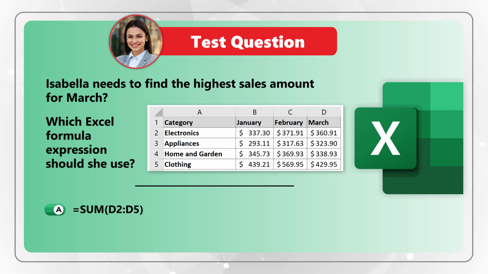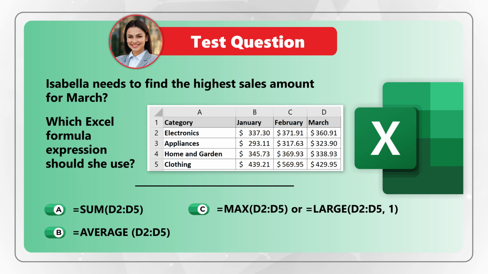Choice A. The formula would be SUM, and the data range will be D2 through D5. Choice B. The formula would be AVERAGE, and the data set will be D2 through D5. Choice C. The formula will be MAX with the data range of D2 through D5, or formula will be LARGE with the data set D2 through D5, 1. And last but not least, choice D, formula will be HIGHEST and the data set will be D2 through D5, or formula will be MAX with the data set D2 through D5.